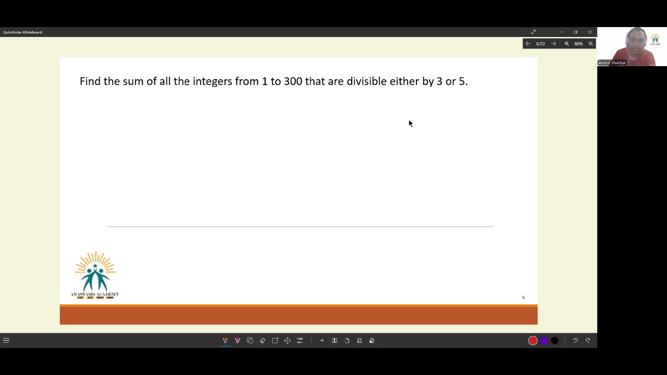The challenge is numbers that are divisible by 3 we can happily get. Prior to doing all the maths, I want to see this. Sum of numbers divisible by 3 will be 3 plus 6 plus 9 plus 12 plus 15 plus 18 plus 21 plus 24, so on and so forth, all the way up until 294 plus 297 plus 300. And this is a normal AP, we can find out the sum, no problem at all.